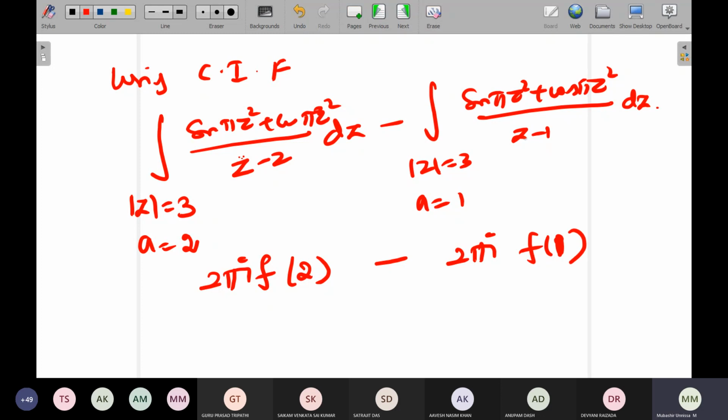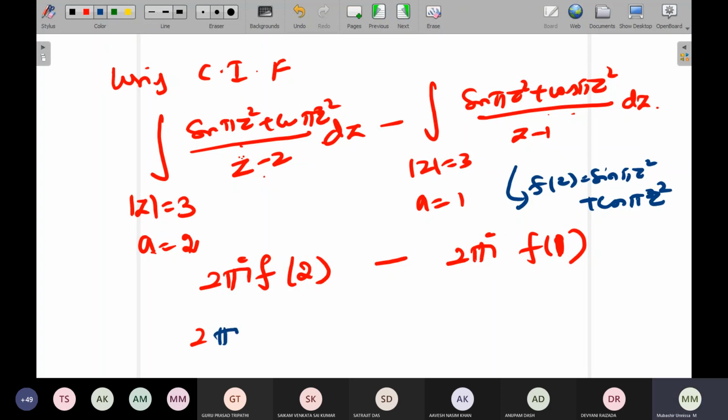What is my f(z) here? Using Cauchy integral formula, compare this: a equals 2, we got it. What is f(z) in both the cases? Very good. f(z) is equal to sin πz² + cos πz².